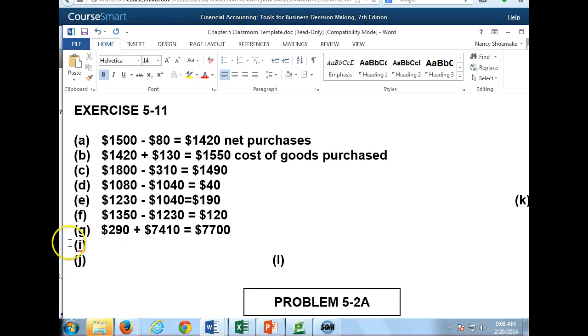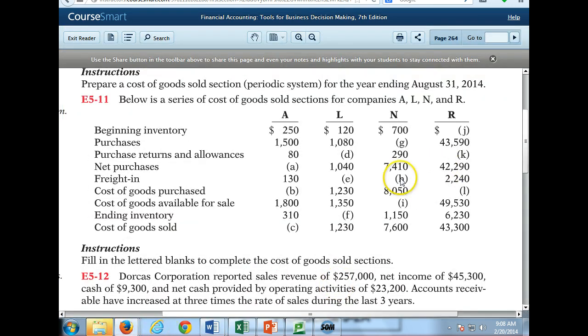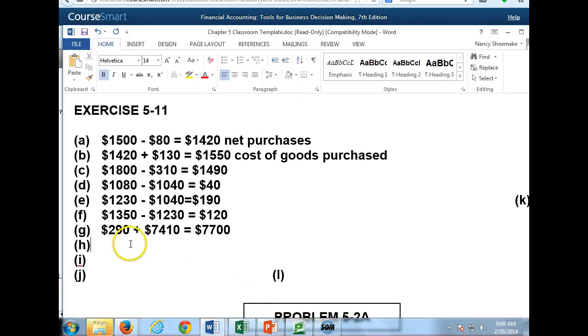And then H, if we go to H now, freight in. How are we going to figure out freight in? We have the numbers on both sides. What do those numbers on both sides tell us? We need to subtract cost of goods purchased from what? From net purchases to give us this amount. So H, cost of goods purchased, 8,050 minus 7410 gives us 640.